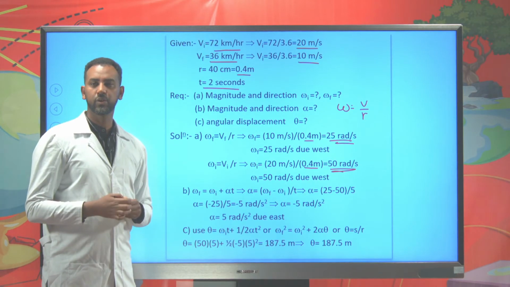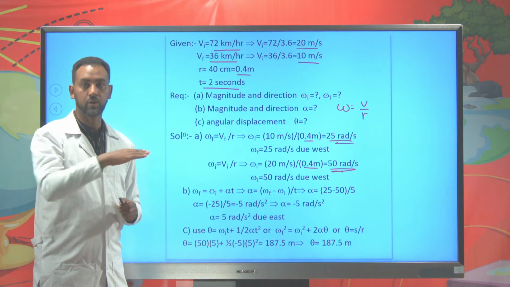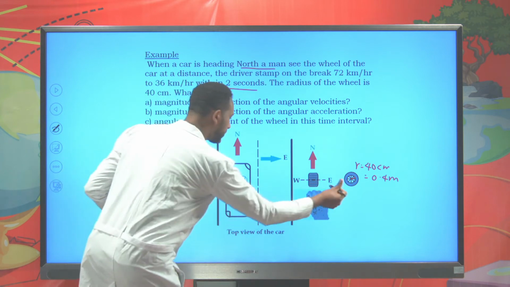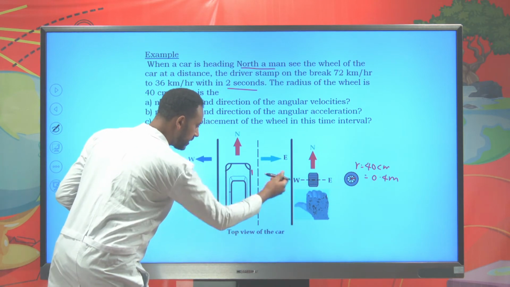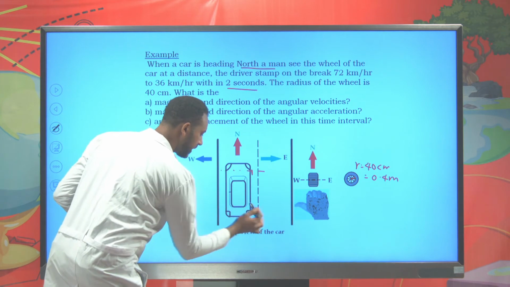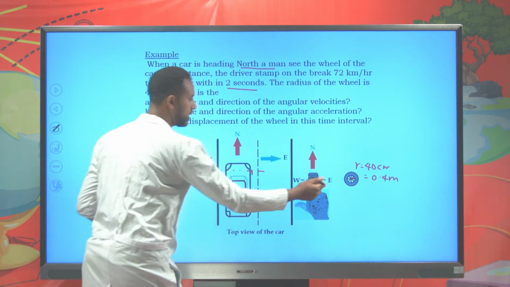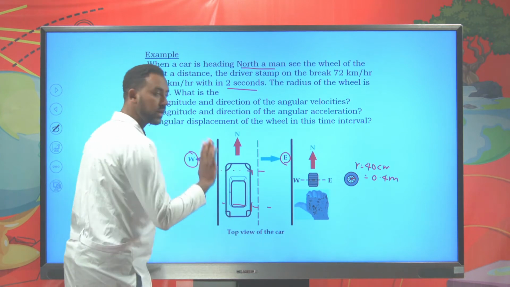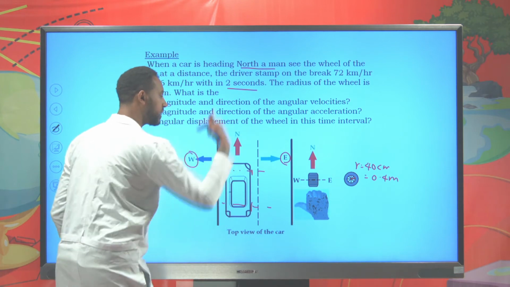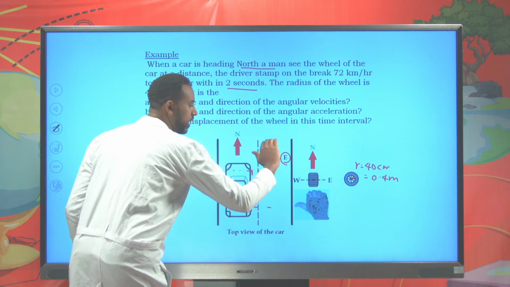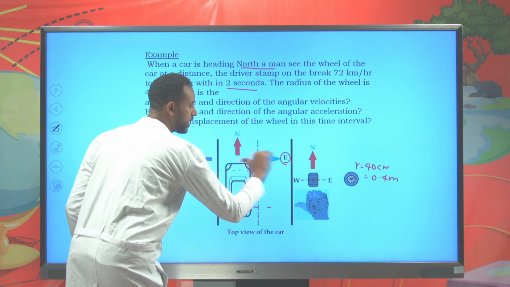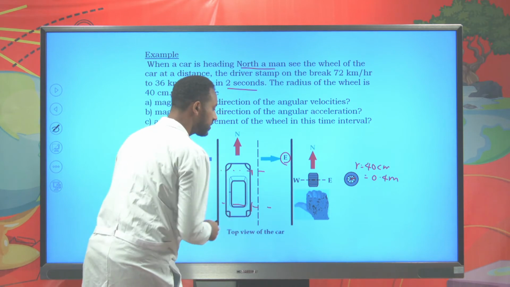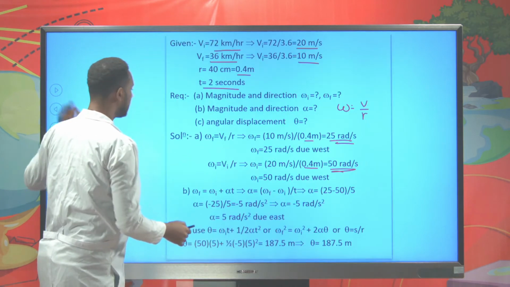We have said that the directions of angular velocity and angular acceleration are always along the axis of rotation. So let's go back here. The axis of rotation of the tire is through this. This is the axis. If you have the other tire, here we have the axis. So the axis points either to the east or to the west. The car is tending to move upward, so the tires tend to rotate in this direction. When you apply your right hand rule, it points to the west, meaning the direction of the angular velocity is along the west. So you can put your answer like this.